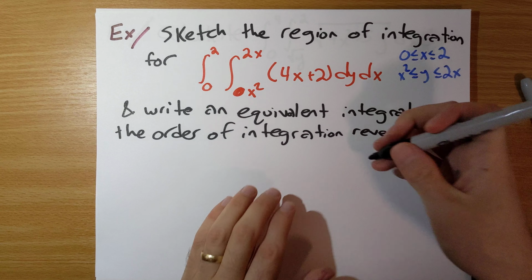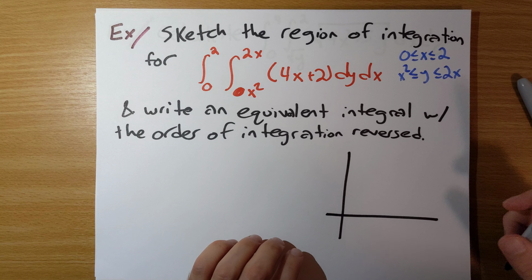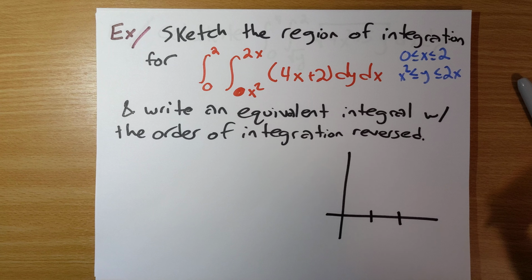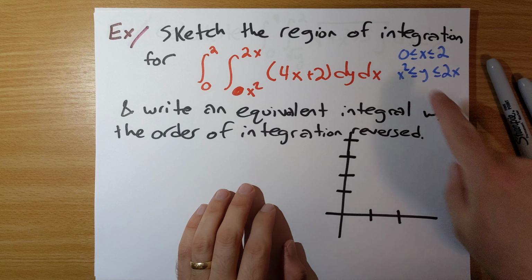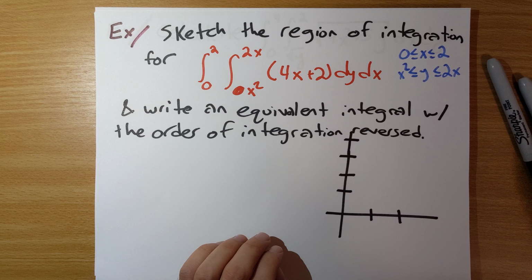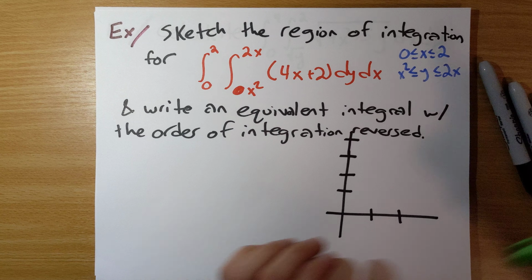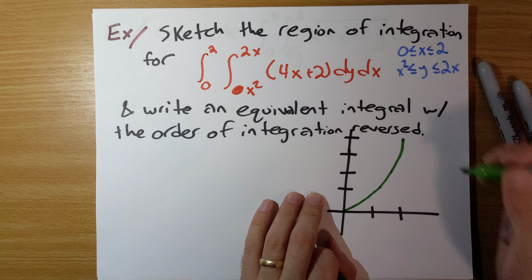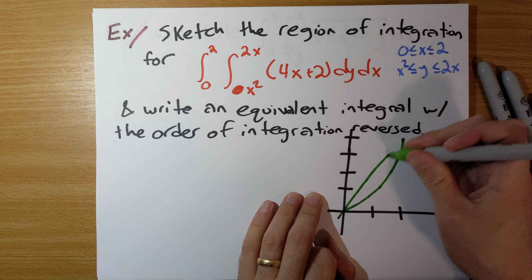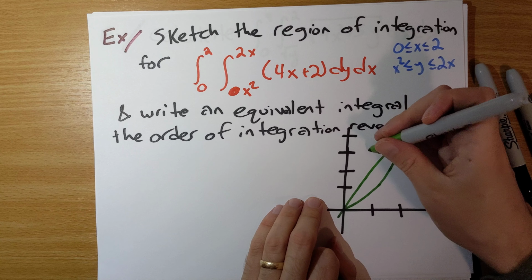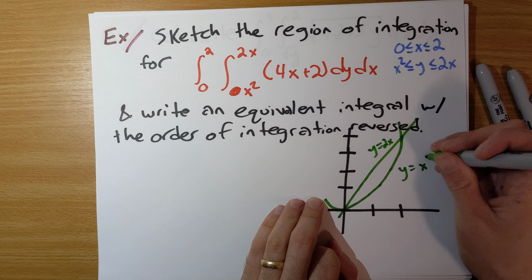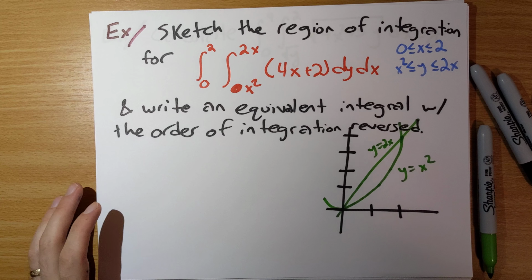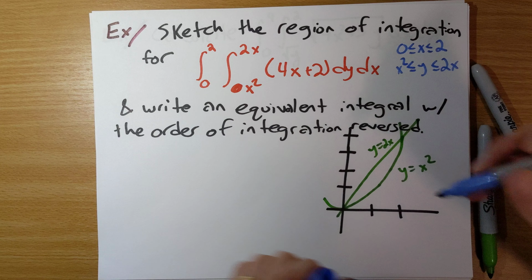So we need to, in order to best do this, let's graph what's going on here. Okay, x is running from 0 to 2. That's that there. Y, we have y is equal to x squared is one bound. And y is equal to 2x is a second bound here. So y is equal to 2x, and then y is equal to x squared. Right, an equivalent integral with order of integration reversed.